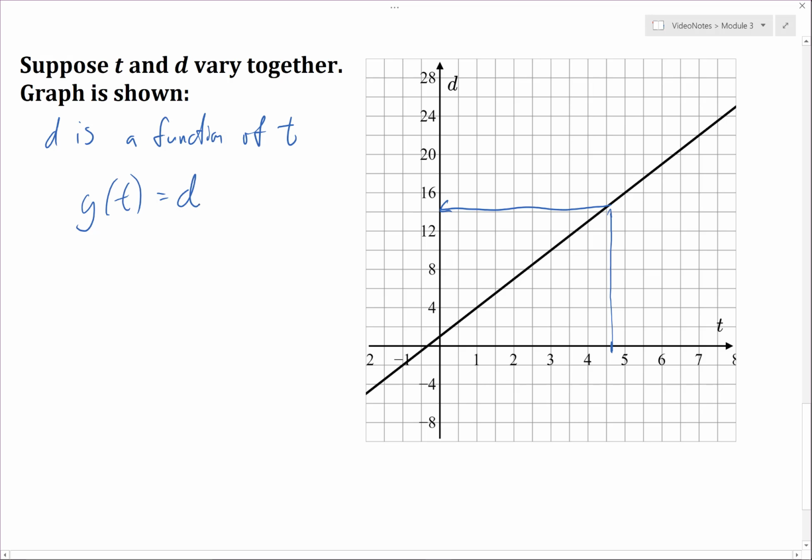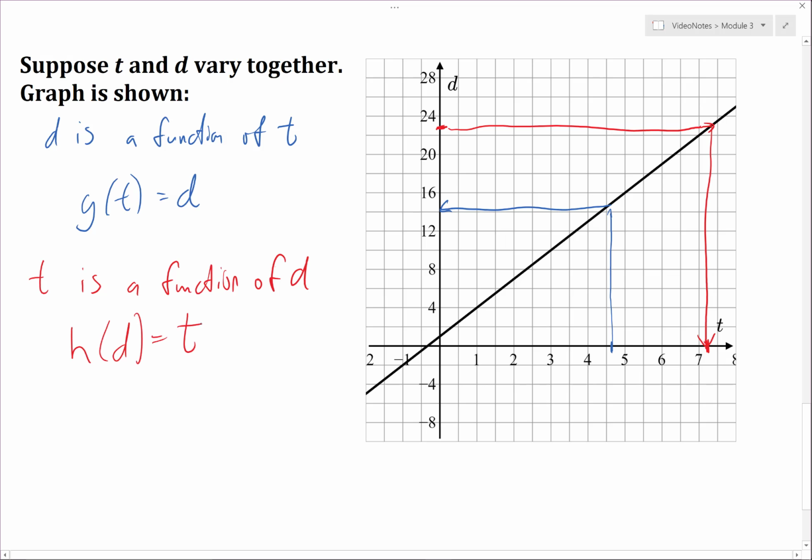So let's try to go the other way. Let's try to do our thinking in reverse. If we have a value for d, I'll pick this value of d, but you can pick any one. We see that we can use the graph to determine exactly one value for t. So if we were given any value of d, we can find exactly one value of t. So in this case, t is also a function of d. And maybe we'll call this function h. So h of d is equal to t.